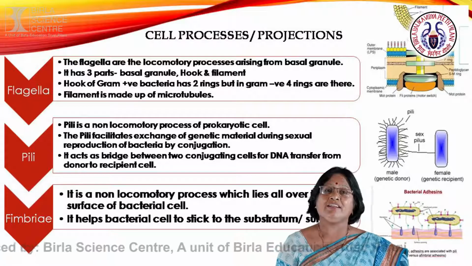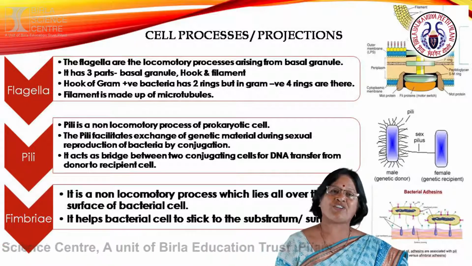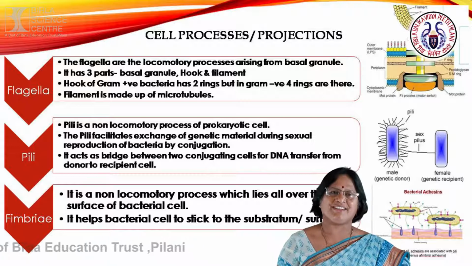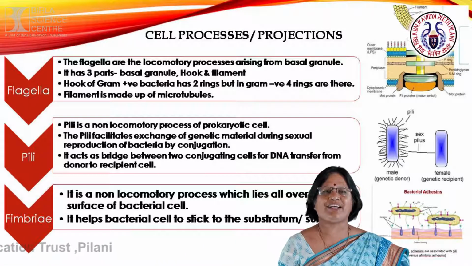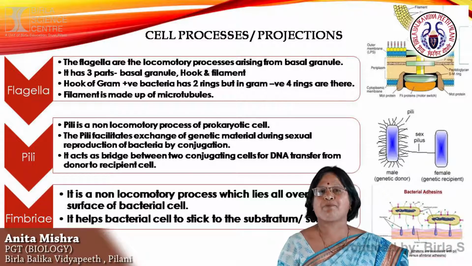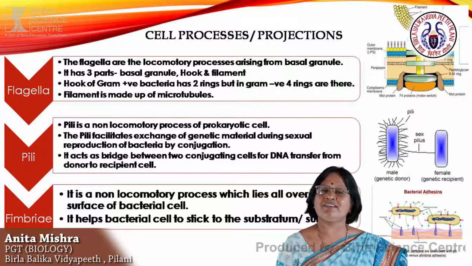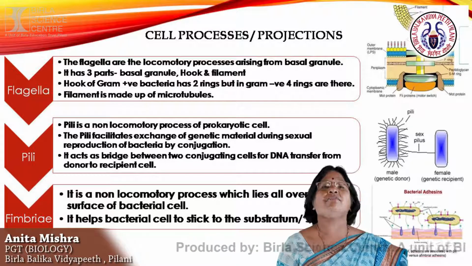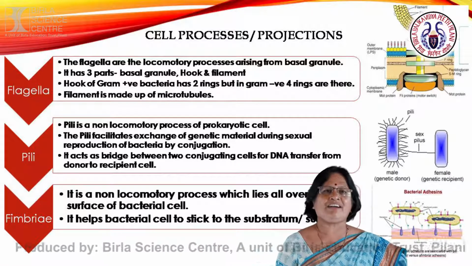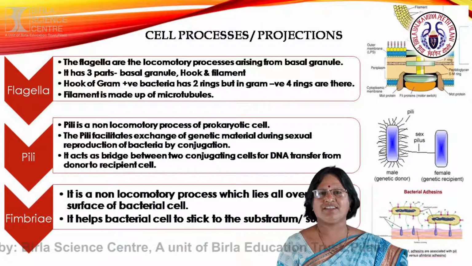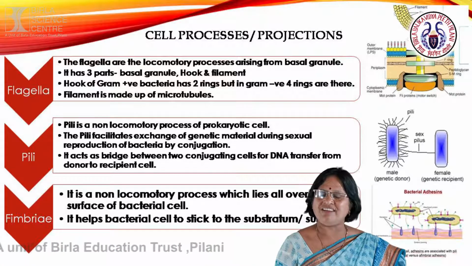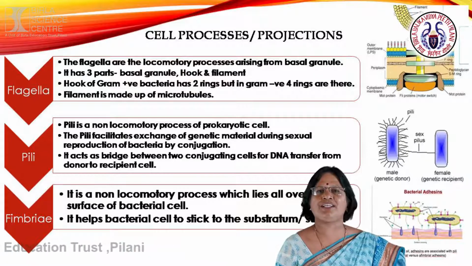Now let us see the structures which come out from the bacterial body or bacterial cell. Those structures are known as cell processes or cell projections. The first cell projection found over the surface of the bacterial cell is the flagella. What is a flagella? What is its function? The flagella are the locomotory processes arising from the basal granule. The flagella arises from a structure known as the basal granule.